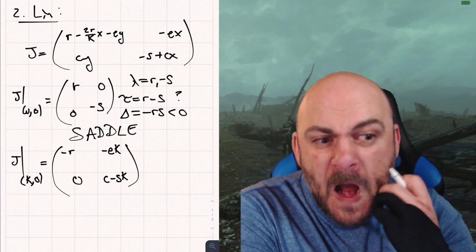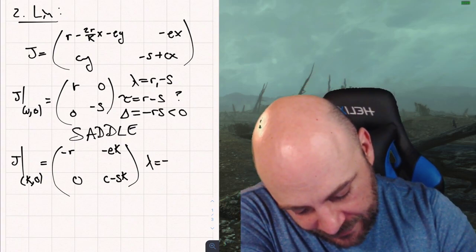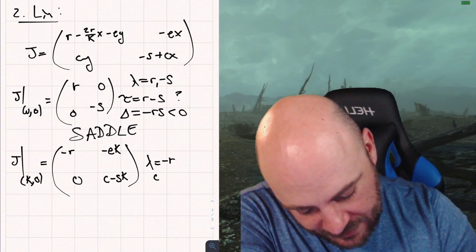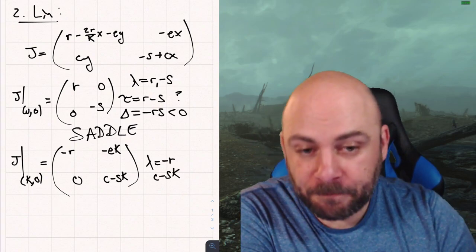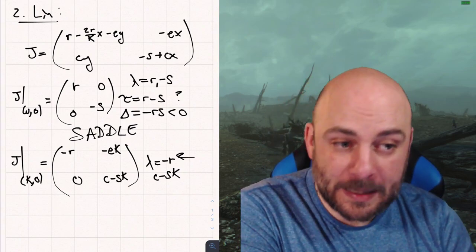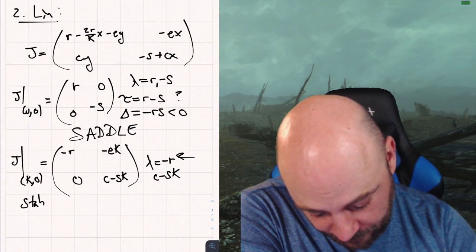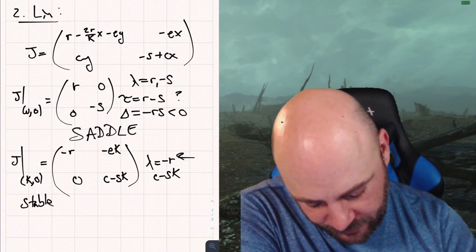Seems pretty good. So I get for eigenvalues negative R or C minus SK. Those are my two eigenvalues, one of which is always negative, so I know I'm stable in one direction. And so I know I am stable. I don't know if it's a node, or actually I do know it's a node, it's a stable node.